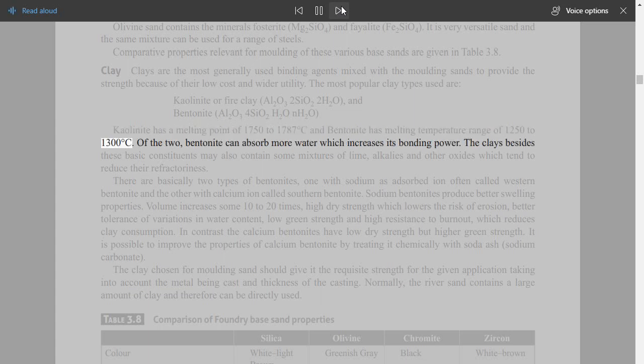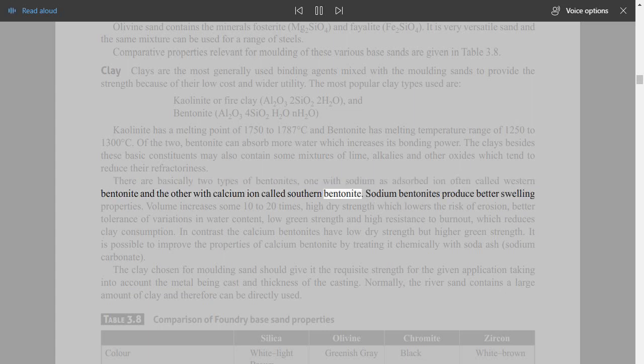Of the two, bentonite can absorb more water, which increases its bonding power. The clays besides these basic constituents may also contain some mixtures of lime, alkalis, and other oxides, which tend to reduce their refractoriness. There are basically two types of bentonites, one with sodium as adsorbed ion often called western bentonite, and the other with calcium ion called southern bentonite. Sodium bentonites produce better swelling properties.